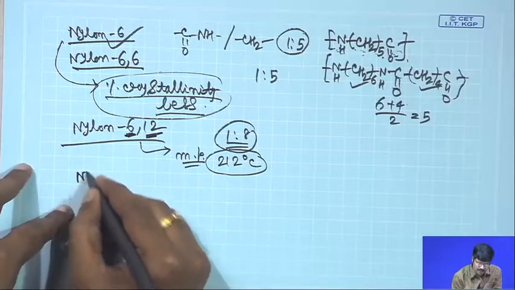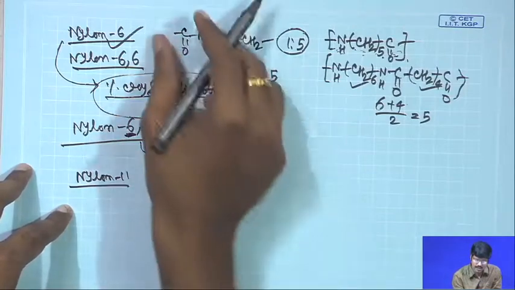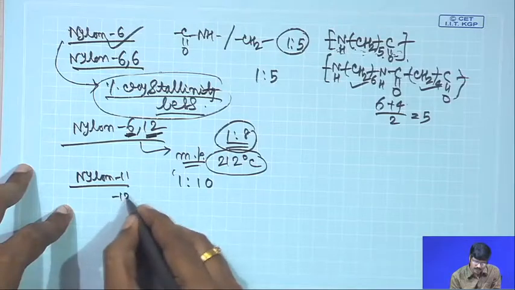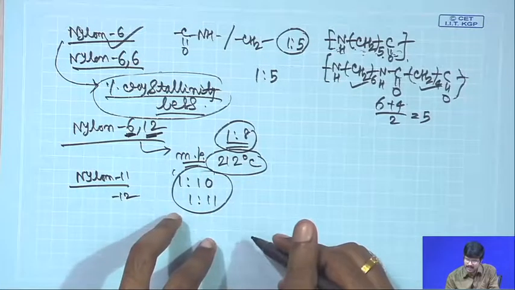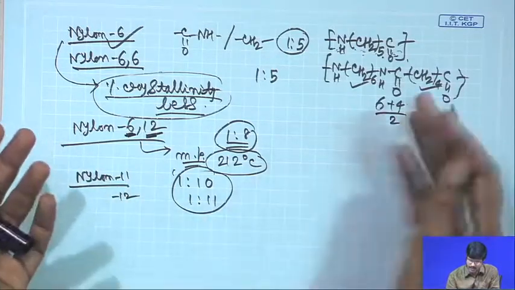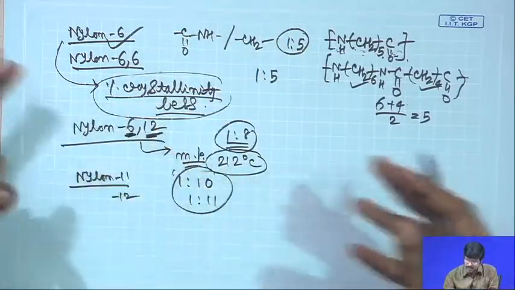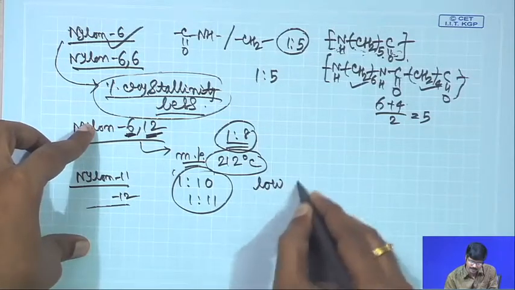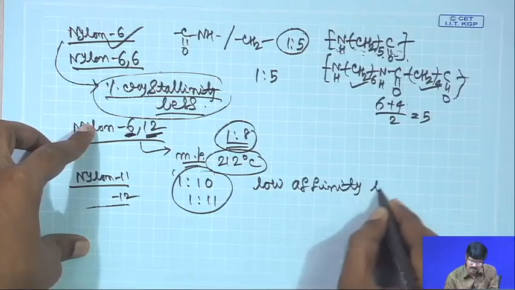Say if you are looking at nylon 11, what is the ratio of CONH to CH2 units? 1:10. If you are looking at nylon 12, the ratio is 1:11. So, these are more like your polyethylene-like materials, and typically these materials have long aliphatic chains with respect to the number of amide units. So, they will also impart low affinity to moisture. So, affinity to moisture will be less.